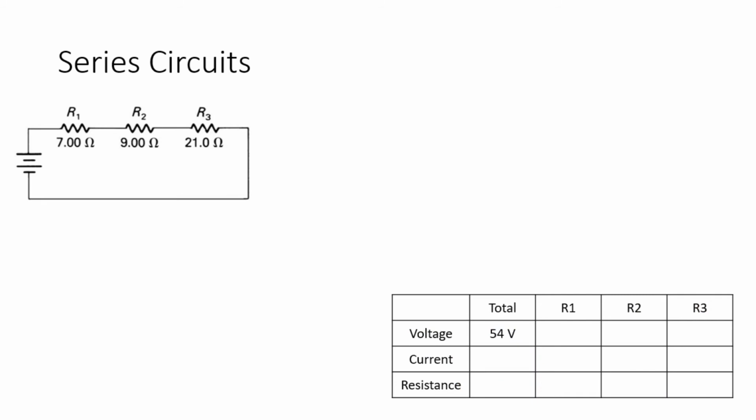Let's look at series circuits. What do we know about series circuits? We know that the sum of the resistances, RT, is equal to R1 plus R2 plus R3, however many resistors. Here we have 3. So in order to find the total resistance for this circuit, let me fill in my values first. I've got 7 ohms, 9 ohms, 21 ohms. Okay, so to find this value, 7 plus 9 plus 21 should give you 37 ohms.